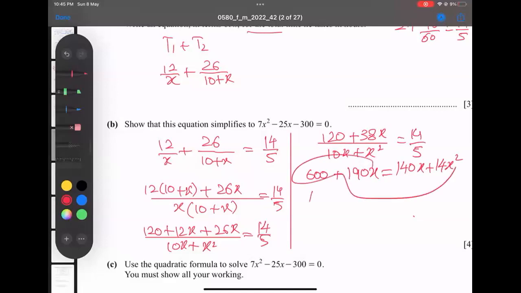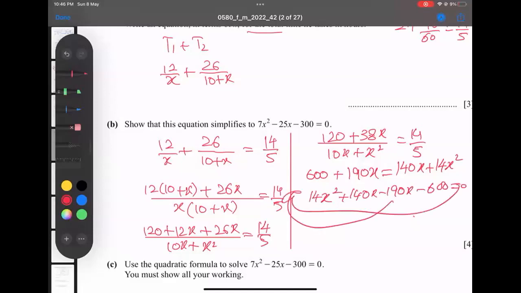Rearrange. So all these values go to the right hand side. So 14x to power 2 plus 140x minus 190x and minus 600 equals 0. 0 here or 0 there, no issue at all. 14x to power 2, and this simplified becomes negative 50x and negative 600 equals 0.